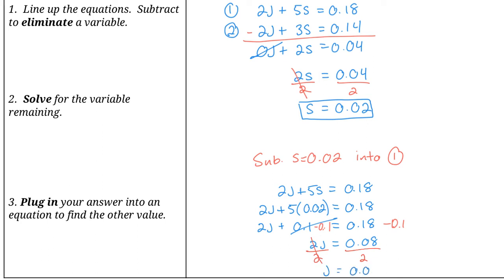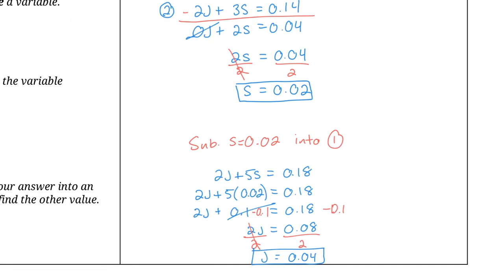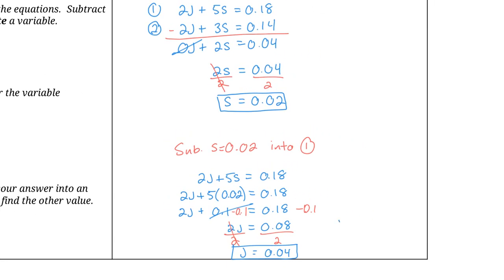Well, that's it. We can write a final statement. So therefore, a Smartie costs 2 cents, and a jube is 4 cents. And that's it.